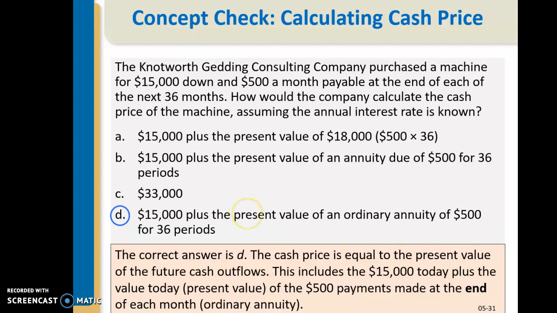So that's all for this video. When we come back in video lecture 5-4, we'll begin talking about future value of annuities.